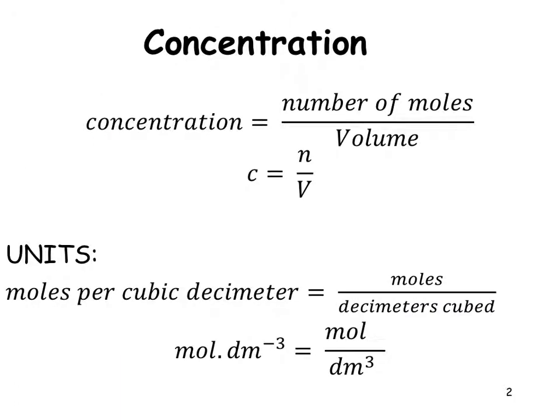So, to work out concentration, we're going to say number of moles divided by volume. We abbreviate concentration with a small c, number of moles with an n, volume with a capital V, and what do we measure it in? Number of moles is in moles, volume is in decimeters cubed, and the unit of concentration generally that we use is mole per cubic decimeter.